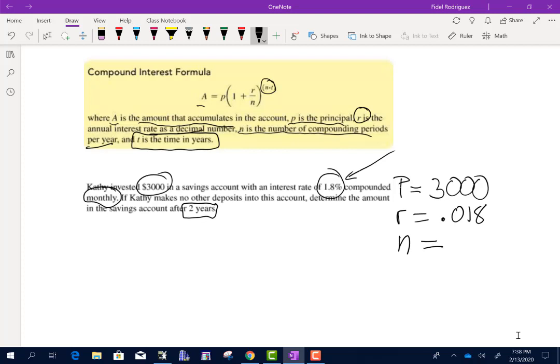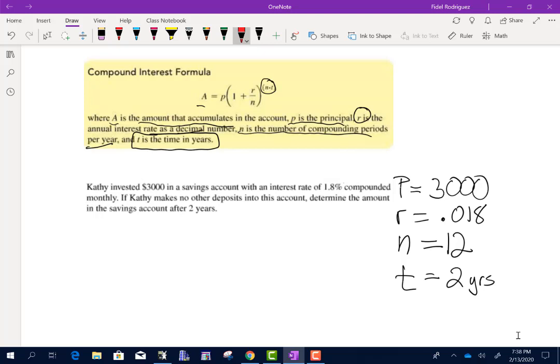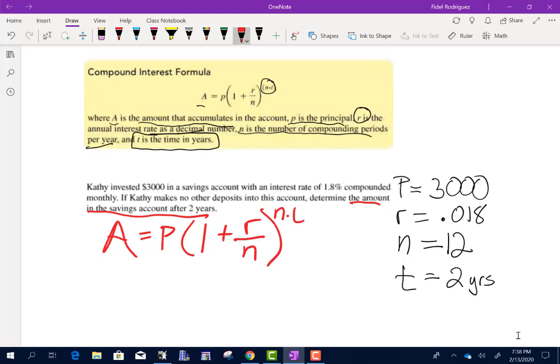N is the number of compounding periods per year. Well, it says it's being compounded monthly, and we know that there's 12 months in a year. And T is going to be our time in years, and it tells us that was 2 years. So what we're trying to find now is the amount of money in the savings account after 2 years. One thing I want to mention, guys, this here is a straight plug and chug type of problem. All we're going to do is plug our numbers in and chug along.